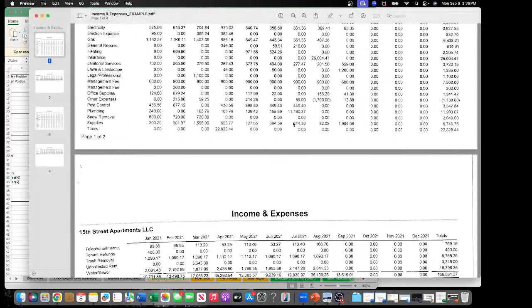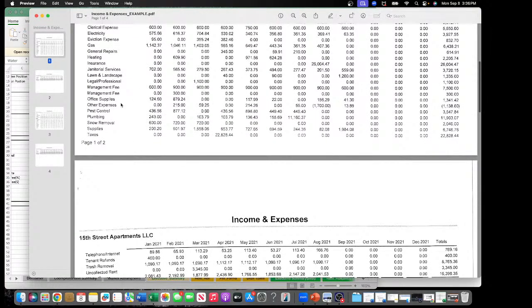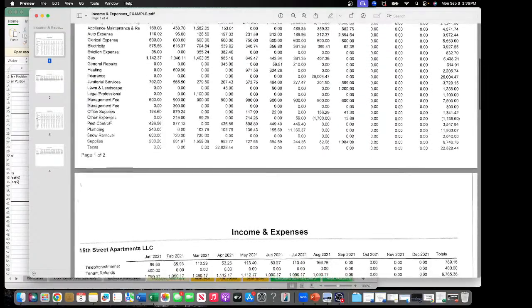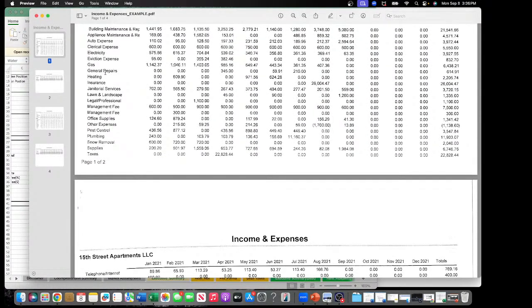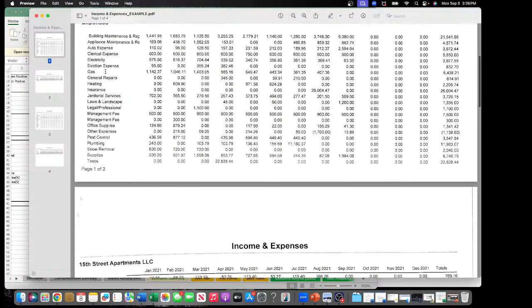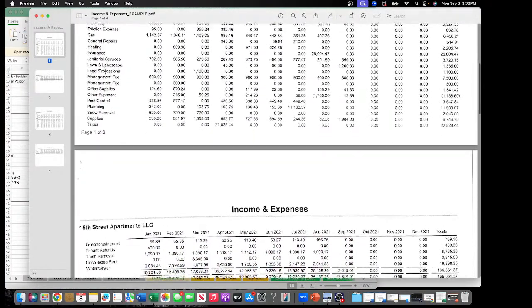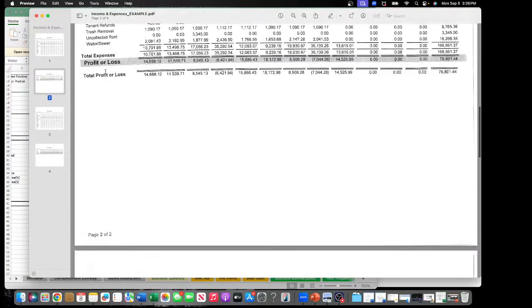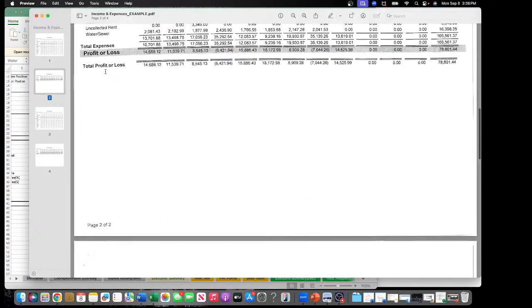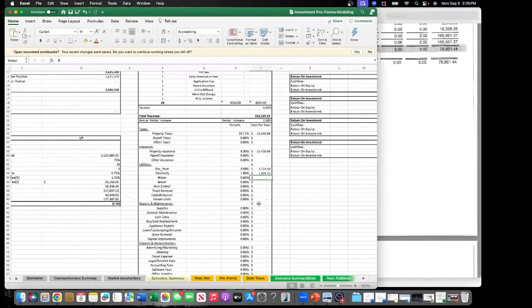And then we're going to go to the next one here, water and sewer. I believe we saw water and sewer. Where are we at? Insurance, electricity, legal, management, office, other, plumbing, snow, supplies. There we go. Water, sewer at the very bottom there. So there's our number, 16,398. So we're going to do equals 16,398 divided by 8 times 12. Put that number in there.